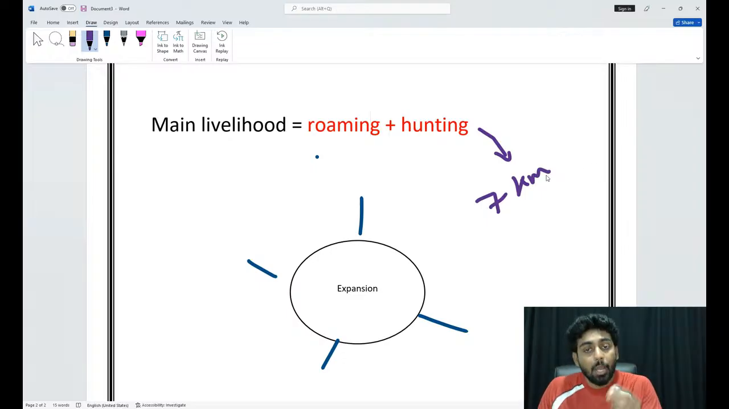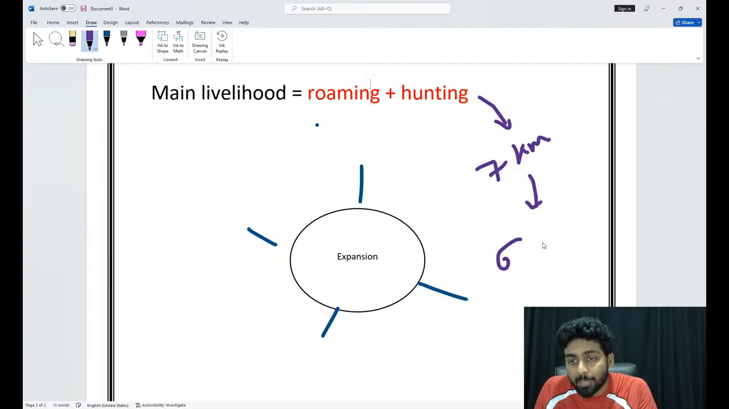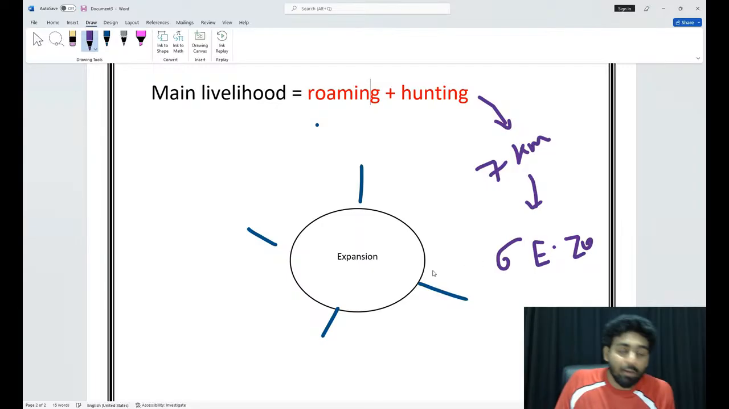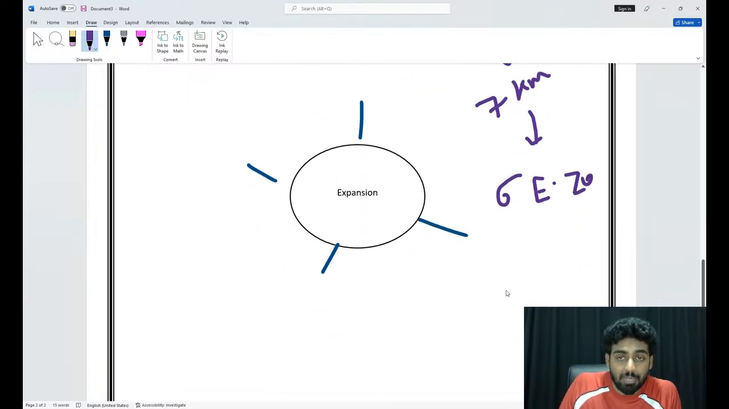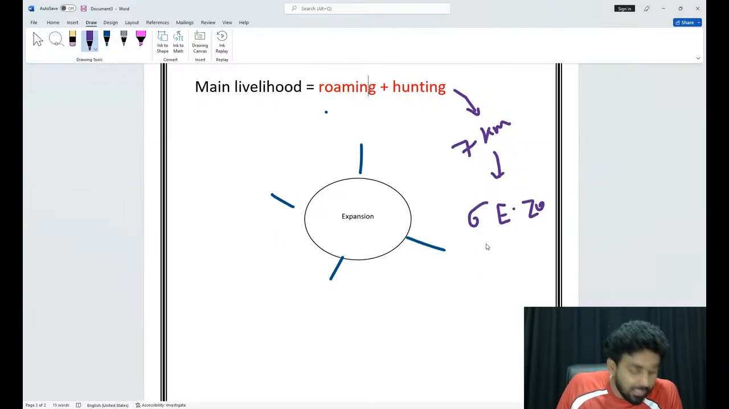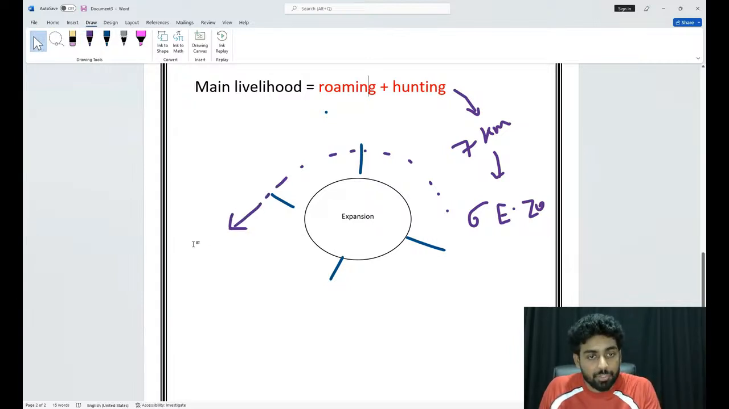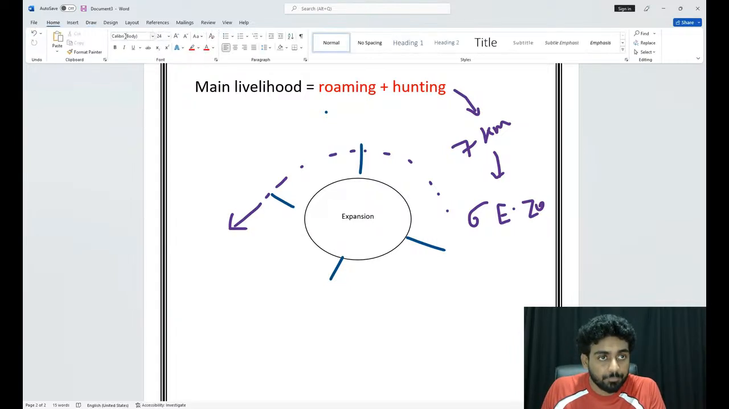And you know, Buddha, because of roaming and hunting, they had expanded in 6 environmental zones. Environmental zones, they had expanded in 6 environmental zones. අපි බලමු මොනවද environmental zones කියලා. ඔයගොල්ලෝ දන්නවා නම් මට කියන්න those 6 environmental zones.